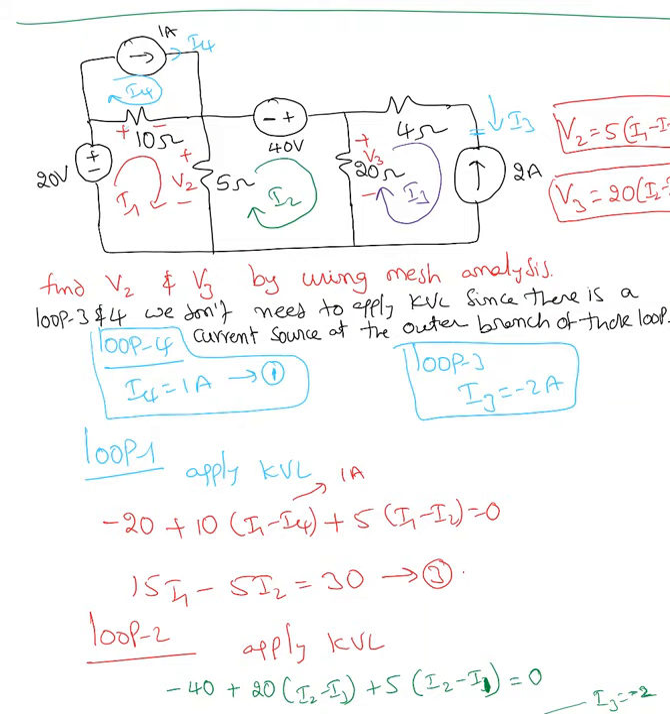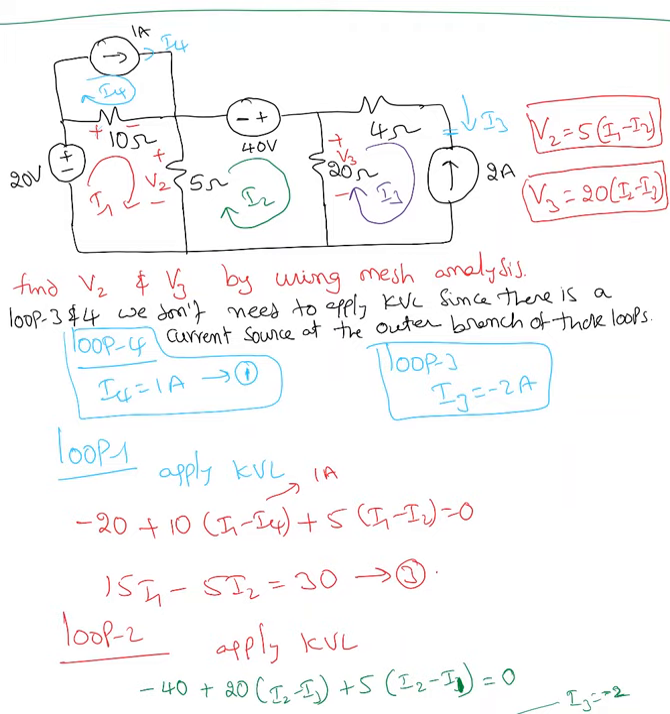Here is the next example. Here he's asking us to find V2 and V3 by using mesh analysis. Okay, so step one, we always go with loop current. So I'm assigning I1, I2 in loop 2, I3 in loop 3, I4 in loop 4.